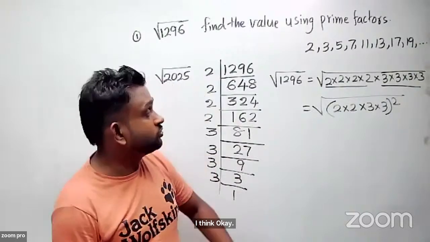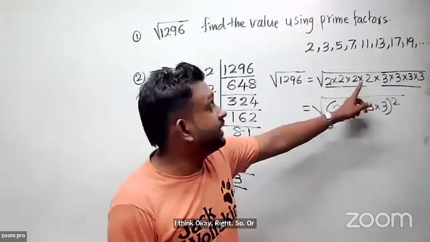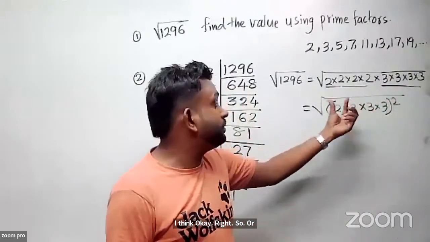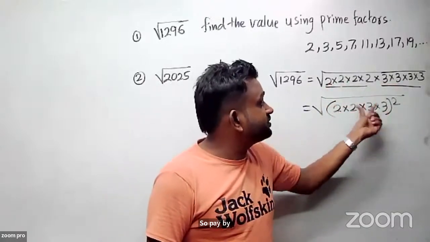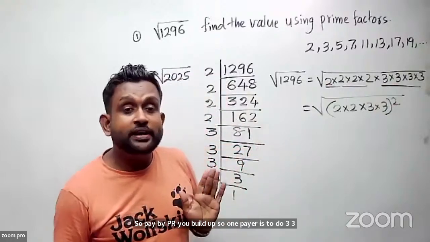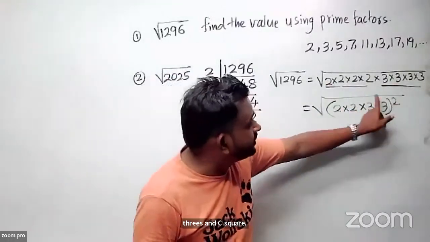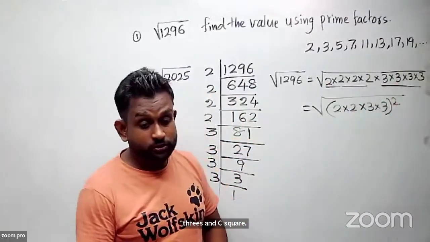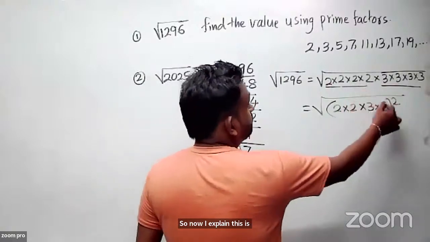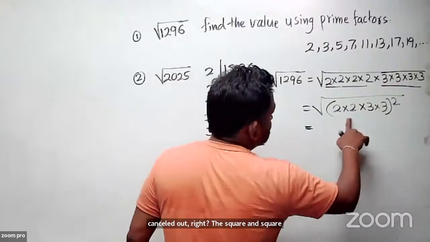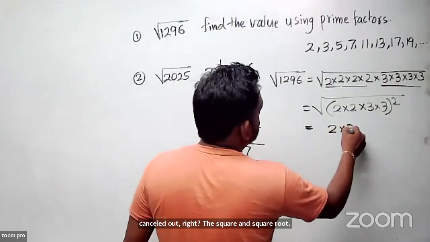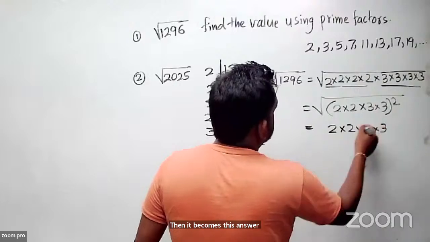Right. So 4 twos there and 4 threes there. So pair by pair you build up. So one pair is 2 2. Here 3 threes and a square. So now I explain, this is square and square root being cancelled out. Right? Square and square root cancelled. Then it becomes this answer: inside, 2 into 2 into 3 into 3.